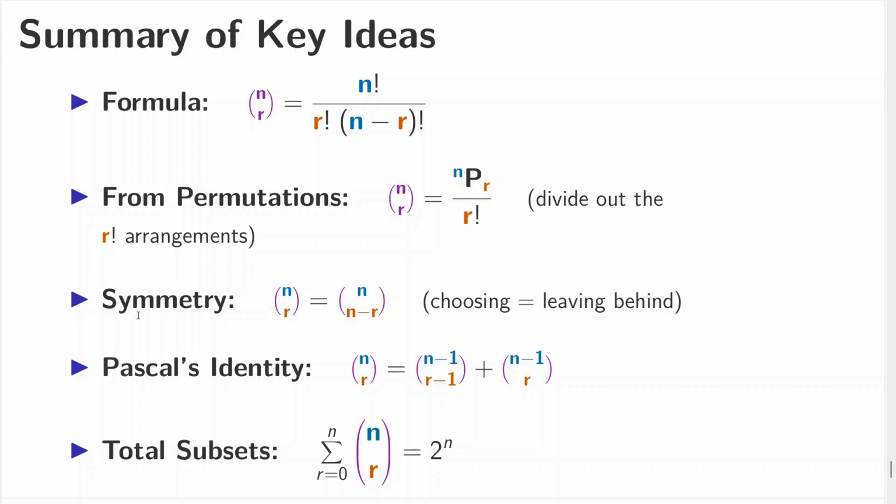We learned about symmetry, where n choose r equals n choose n minus r, meaning that choosing items to keep is the exact same as choosing items to leave behind. We explored Pascal's identity, stating that n choose r equals n minus 1 choose r minus 1 plus n minus 1 choose r. And finally, we discovered that the total subsets of a group can be found by summing all combinations from 0 to n, which will always equal 2 to the power of n.